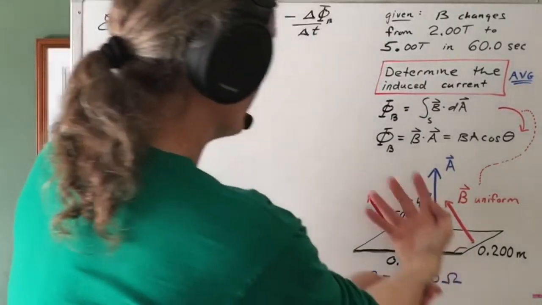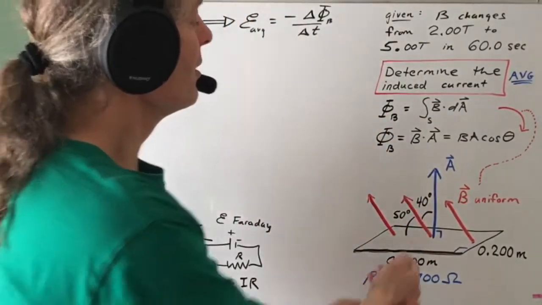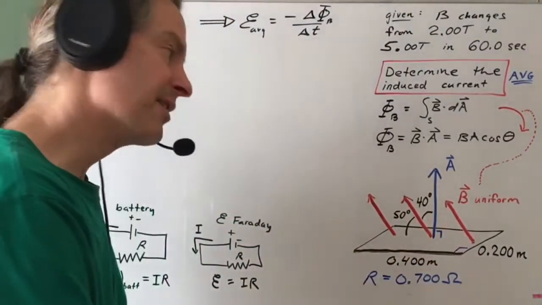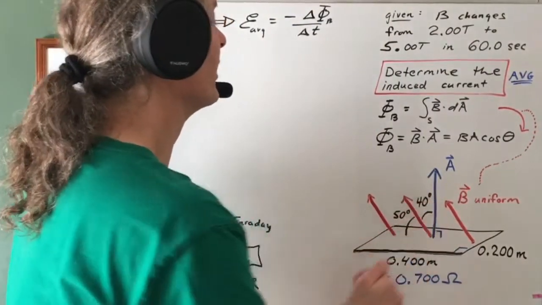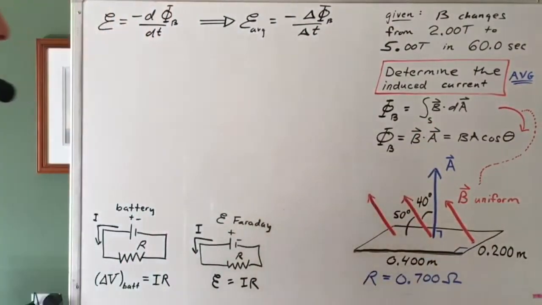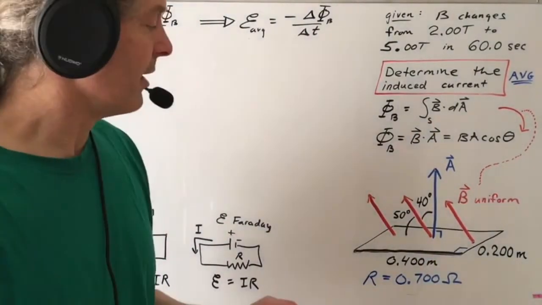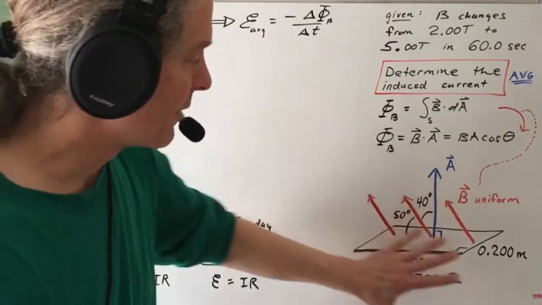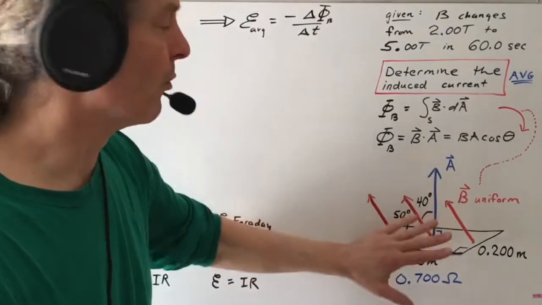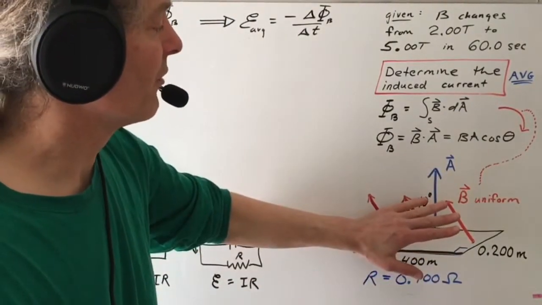The direction of the magnetic field is this way as shown. That direction of the magnetic field makes a 50-degree angle with the plane of the loop, or a 40-degree angle with the area vector that's perpendicular to the plane of the loop. All right, let's further assume there's no battery or power supply of any kind in this loop. It's just a loop of wire that's been placed in a magnetic field.